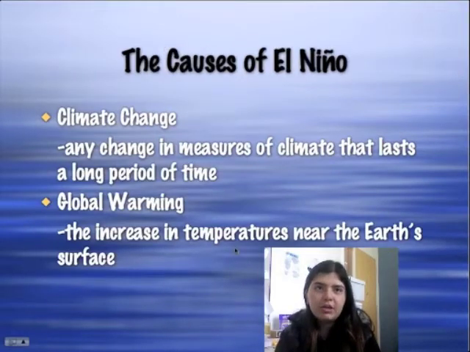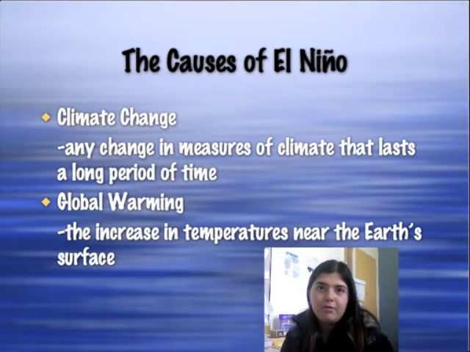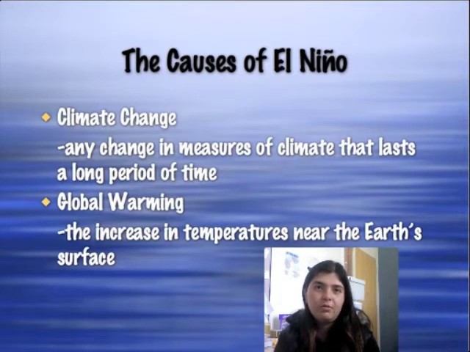Climate change is any change in measures of climate that lasts a long period of time. This causes a rise in temperature and shifts in the weather patterns, as well as an increase in rainfall. Since this event causes a rise in temperature, this could be one of the causes of global warming, as global warming is the increase in temperatures near the Earth's surface.